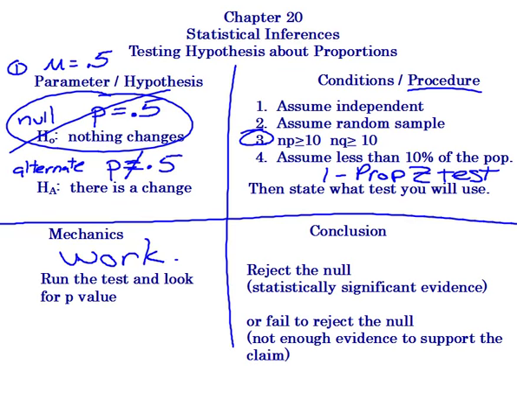However, if I don't have enough evidence to support the claim, we don't say we accept the null, because it could be a trick coin, but we don't have enough evidence to support that it's a trick coin. So we would say we fail to reject the null hypothesis. That just means that we don't have enough evidence to support it. And this is pretty much what you're going to be doing for all of these problems. You're going to be making these 4 boxes and doing each of the steps of the 4 boxes. So that hopefully gives you a little head start on Chapter 20.